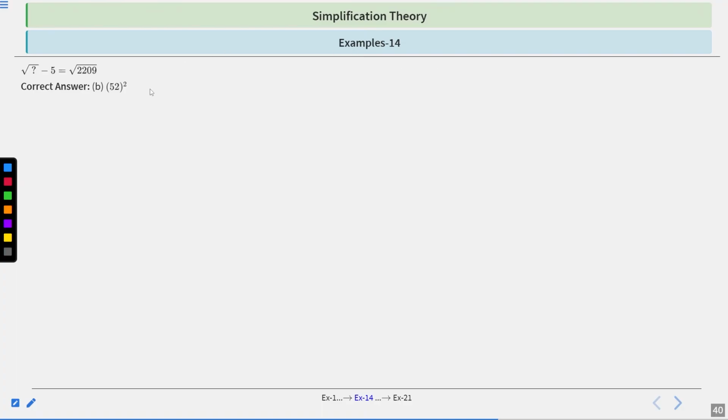Now solution. The question says square root of question mark minus 5 is equal to square root of 2209. Now 2209 is the square of 47. So we can say that square root of question mark equals 47 plus 5, which becomes square root of question mark equals 52. So we can say that the question mark equals 52 into 52, which becomes 52 square. Next one.